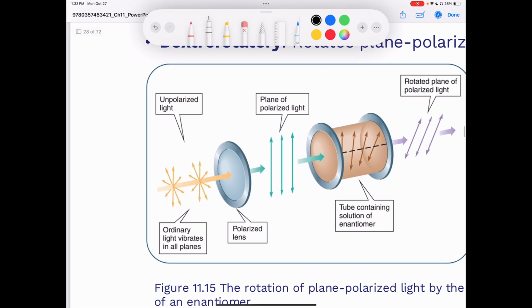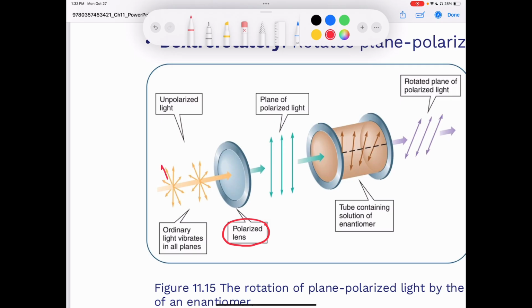And if you're wondering, what is plane polarized light? Well, unpolarized light is just the kind of light you get from a light bulb. But if you put it through a polarized lens like this, and if you have a pair of polarized sunglasses, they have polarized lenses in them.